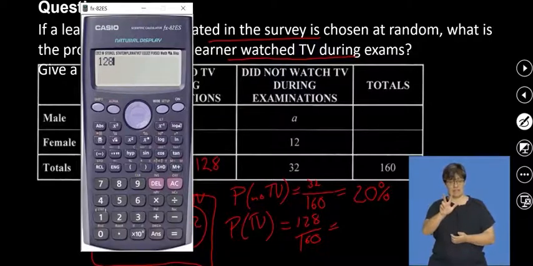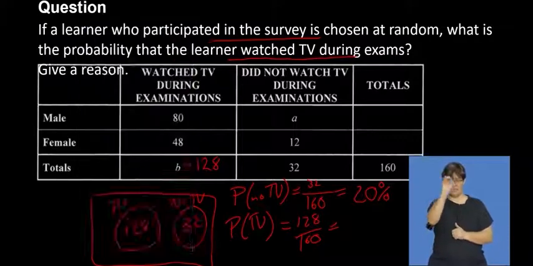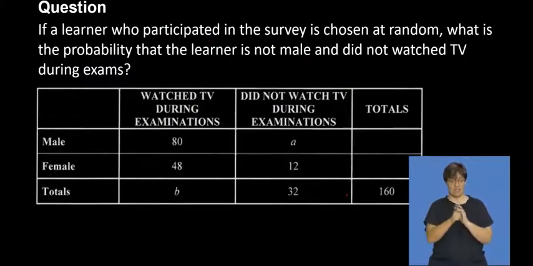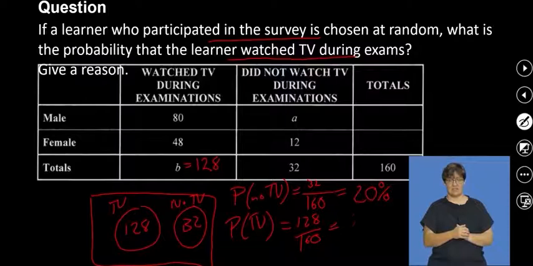128 divided by 160 equals 4/5, which is 80%, and we're going to write it down there. 80%.